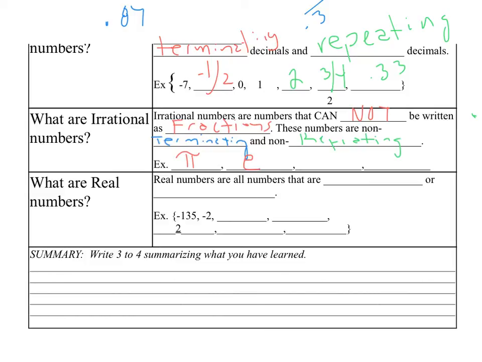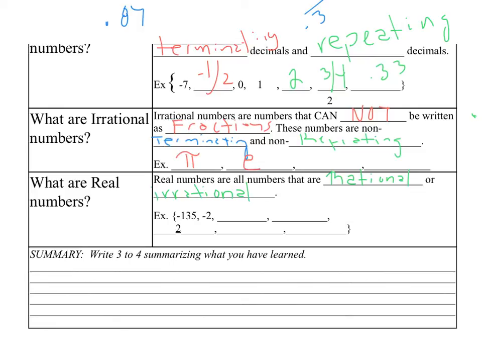Alright, so we're moving on to what are real numbers. And real numbers are all numbers that are rational or irrational. Okay, so real numbers consist of all numbers that are rational and all numbers that are irrational.